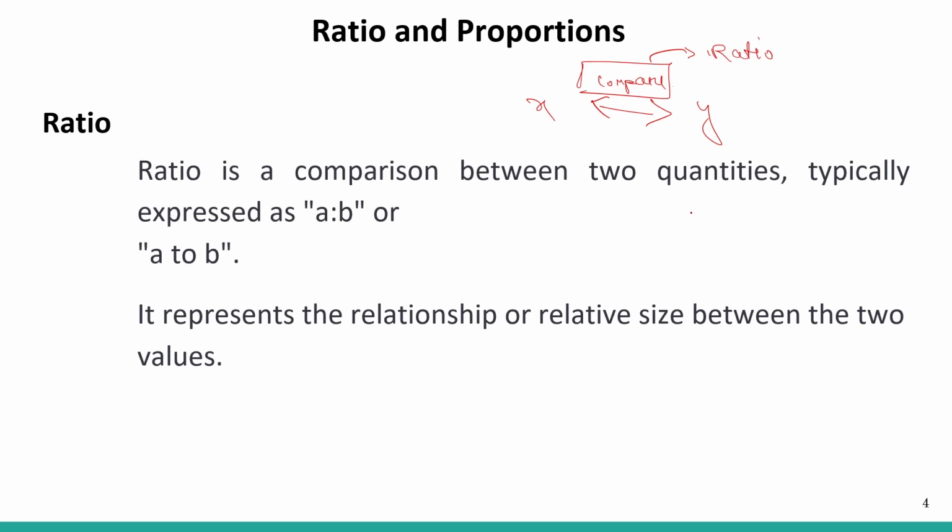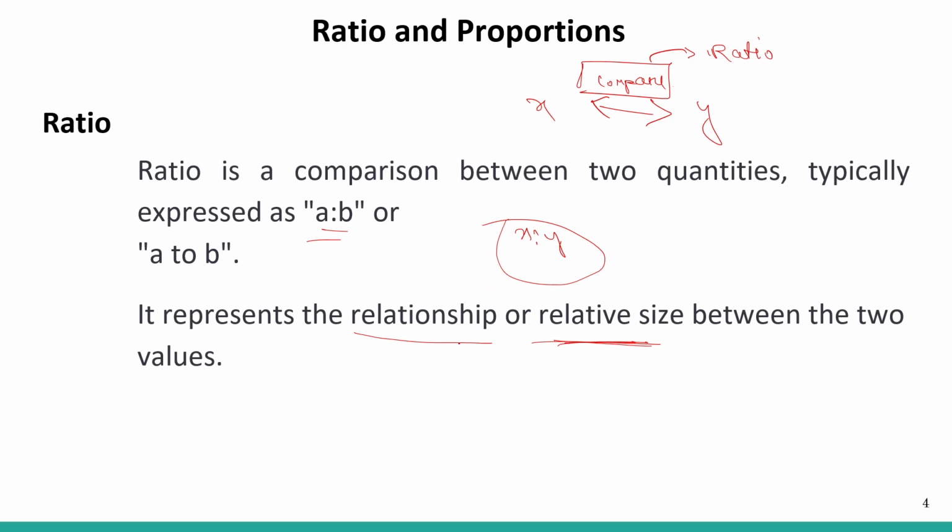It is a comparison between two quantities, typically expressed as a is to b, or x is to y if these two are unknowns, or it is pronounced as a to b. It represents the relationship or relative size between the two values. So how a is relative to b or b is related to a. In case of unknowns, how x is with respect to y in size, and y is with respect to x in size.